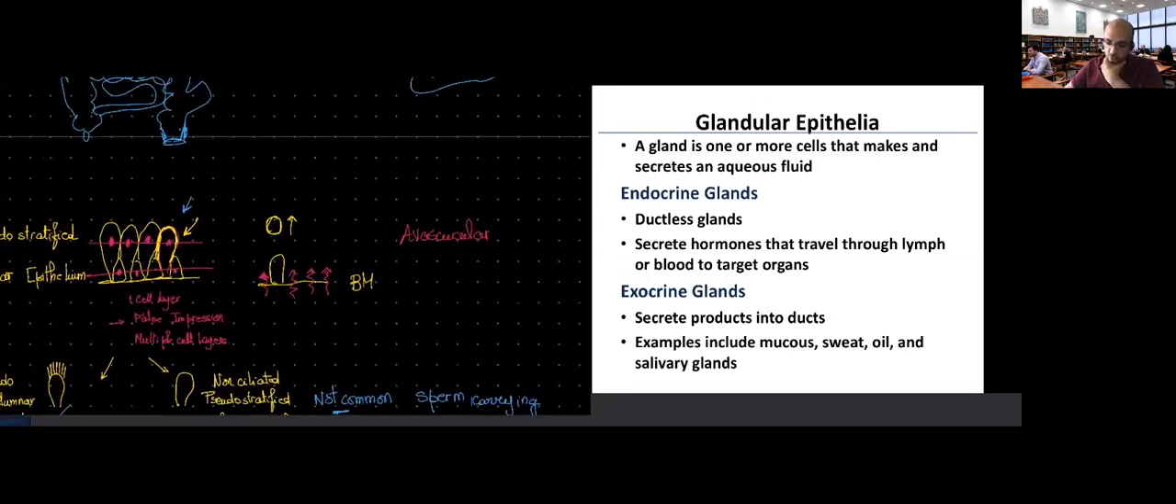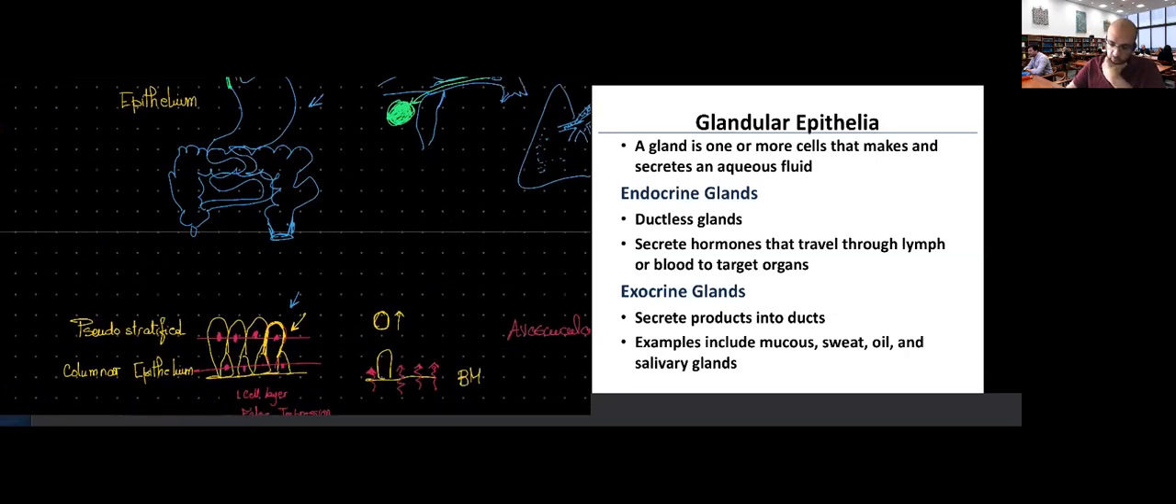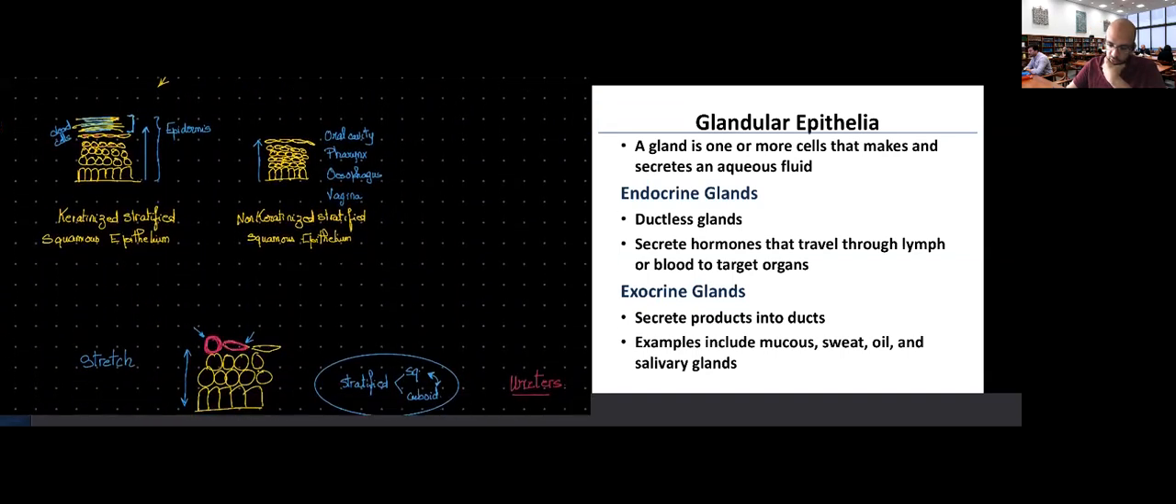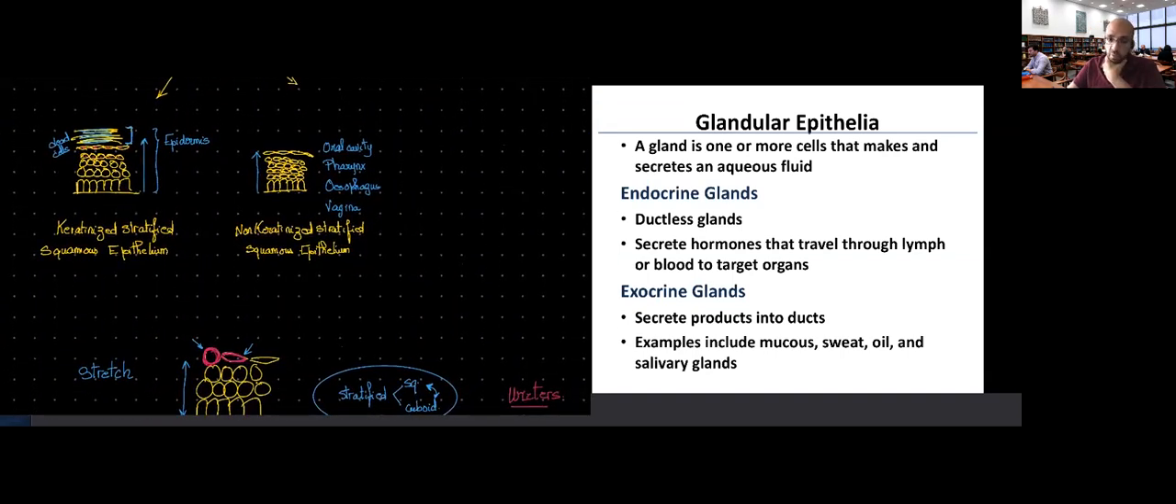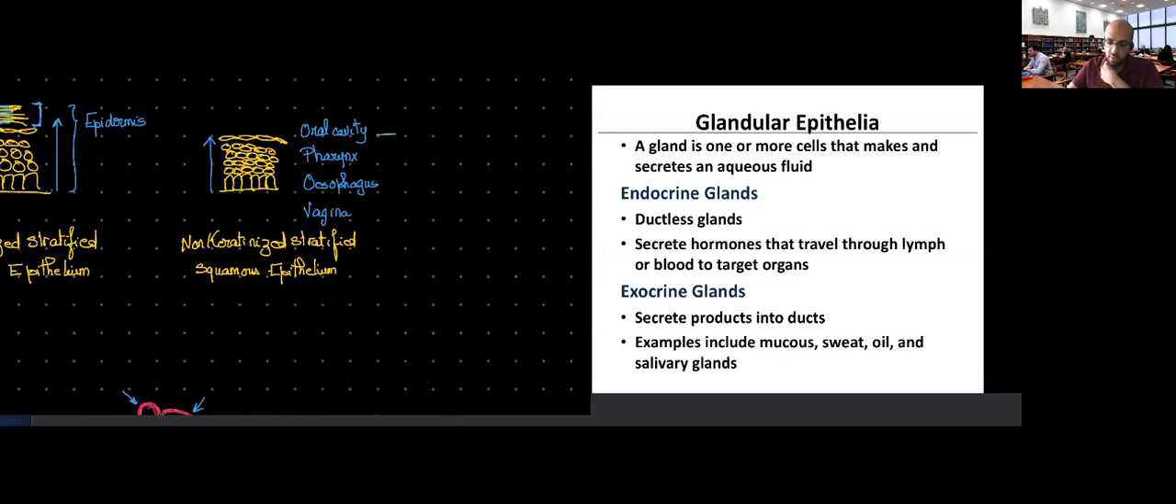Esophagus. So for some of you who are asking about where the non-keratinized stratified squamous epithelium was located, it was lining the oral cavity, pharynx, esophagus, and vagina.